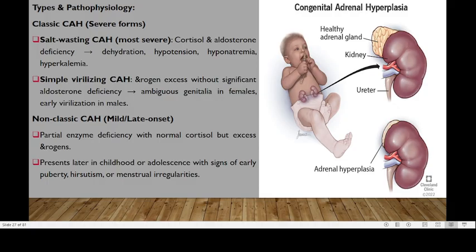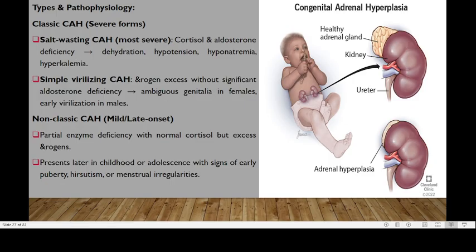So we have types of the classic CAH, congenital adrenal hyperplasia, where we have the salt wasting form, which is the most severe, followed by the simple virilizing CAH. So in the salt wasting, we have the cortisol and aldosterone deficiency leading to dehydration, hypotension, hyponatremia, and hyperkalemia. In simple virilizing CAH, androgen excess without significant aldosterone deficiency, leading to ambiguous genitalia in females and early virilization in males.